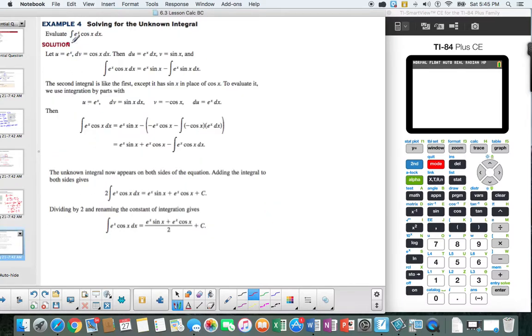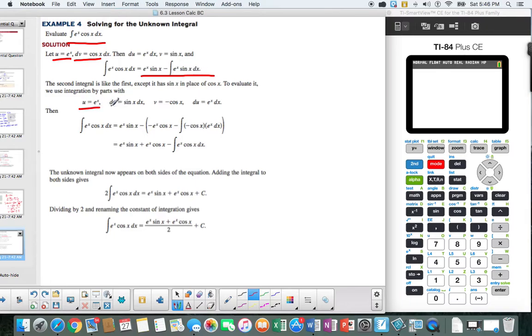All right, let's take a look at an integrand here that's a little bit more complex. We're going to let u be equal to e to the x and dv be equal to cosine x. When we do that, we're going to get this as our value, and notice it has a sine in there. So we're going to have to take a look at taking the integration by parts once again for this expression right here.